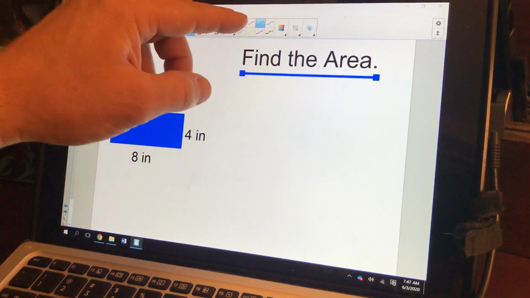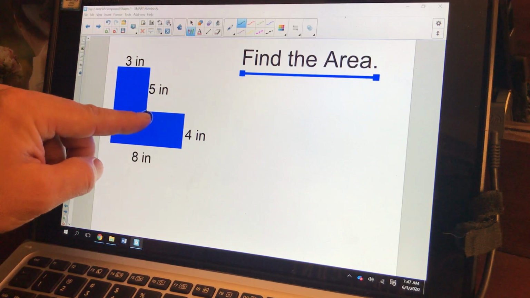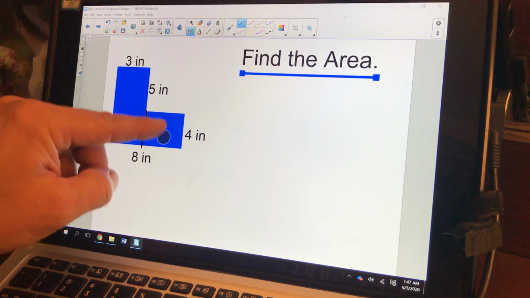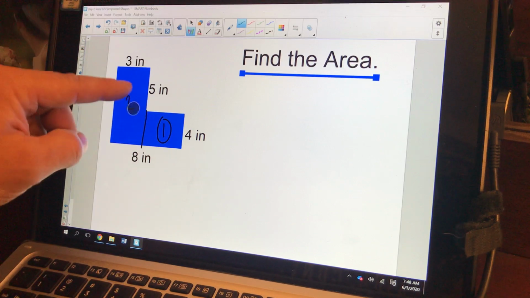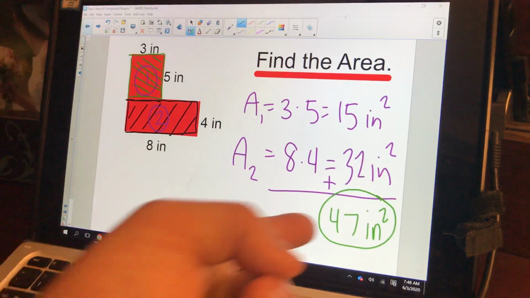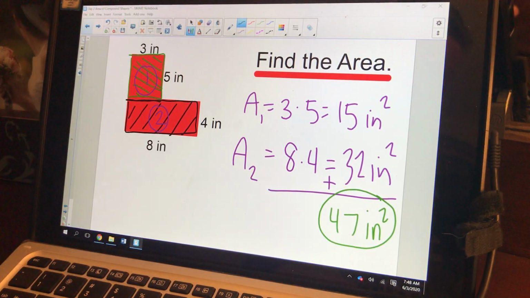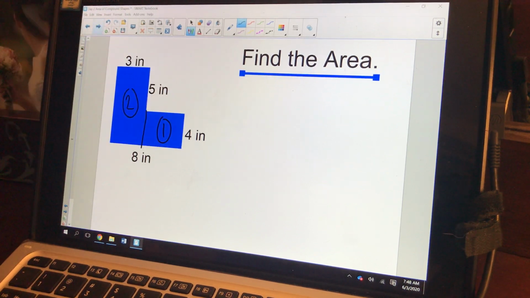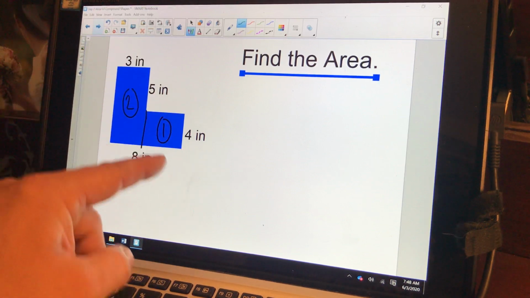I'm going to do the same thing, except I'm going to cut it this way, all right? So now I have shape 1 and shape 2. Now, we should still get 47 inches squared. What I'm trying to say is if you cut it differently than I cut it, or if two people have different ways of seeing it, we should still all get the same answer of 47 inches squared, or whatever the shape happens to be. So now I'm going to do shape 1. What is shape 1?